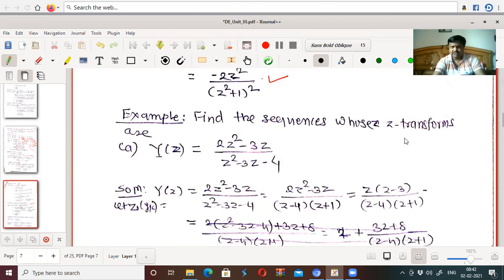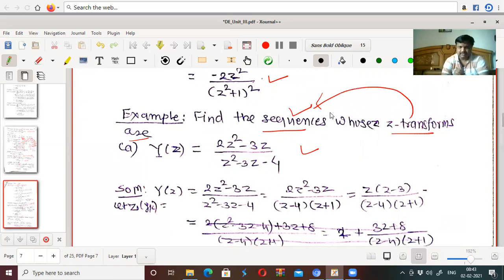Find the sequences whose z transforms are given. Now, this is the reverse part. We need to obtain the sequence whose z transform is given. In the previous example, the sequence was given and we obtained the z transform. Now here the z transform is given and we want to go for the sequence.